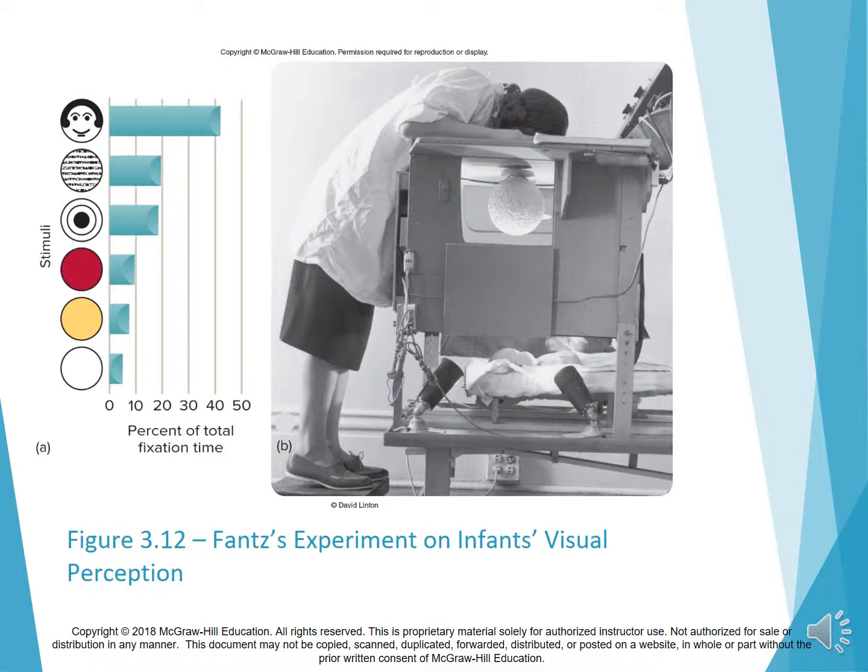So this is called a looking chamber. It was developed by Robert Fantz, and it was meant to measure how long infants looked at certain images. Studying whether infants can distinguish one stimulus from another by measuring the length of time they attend to different stimuli or look at different stimuli is called the visual preference method.